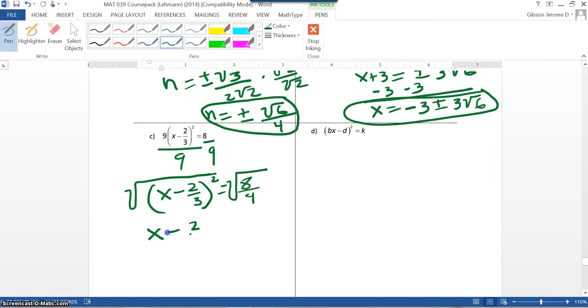So we will have x minus 2/3 is equal to the square root of 8 over the square root of 9. Actually, this is supposed to be plus or minus as well. So it'll be plus or minus. Now the square root of 8, we've been doing that in previous problems. We know that's going to give us 2 square root 2. And the square root of 9 is 3.